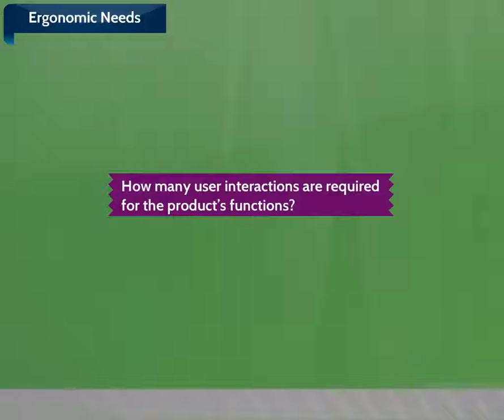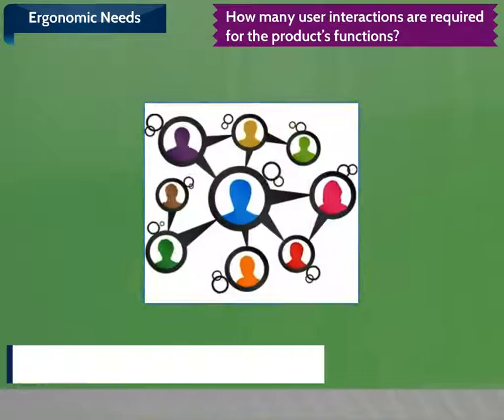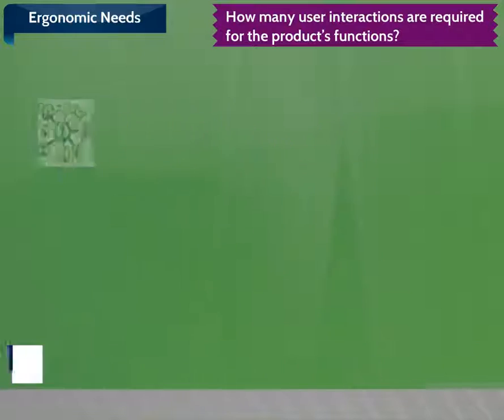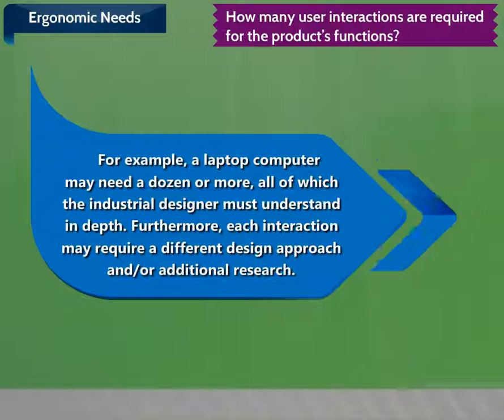How many user interactions are required for the product's function? In general, the more interactions users have with the product, the more the product will depend on ID. For example, a laptop computer may need a dozen or more, all of which the industrial designer must understand in depth. Furthermore, each interaction may require a different design approach or additional research.